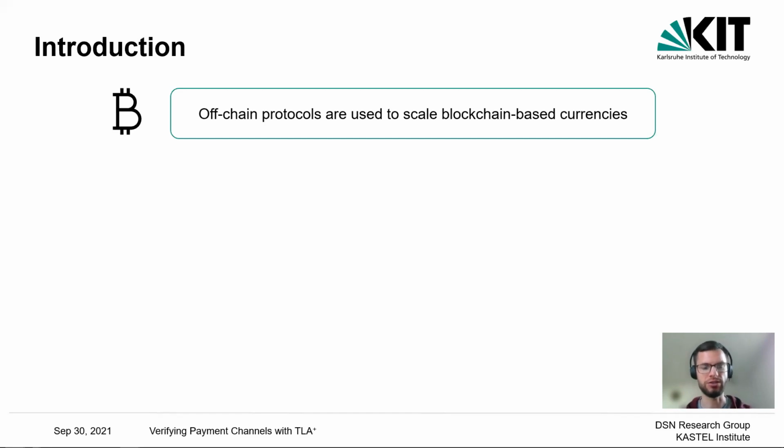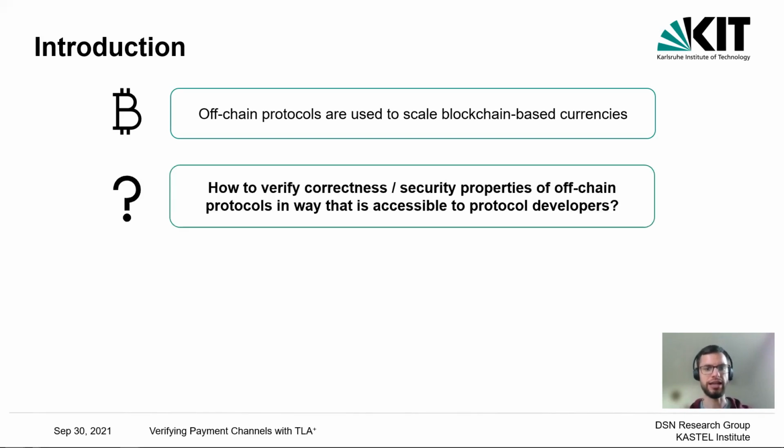Traditional blockchains, like Bitcoin, have the problem that they do not scale very well in the number of transactions performed per second. To approach this scalability problem, off-chain protocols have been proposed that take transactions off the chain and perform them only between a few parties instead of globally using the blockchain. The big research question that we are looking at is how to verify correctness properties and security properties of such off-chain protocols in a way that is accessible to protocol developers.